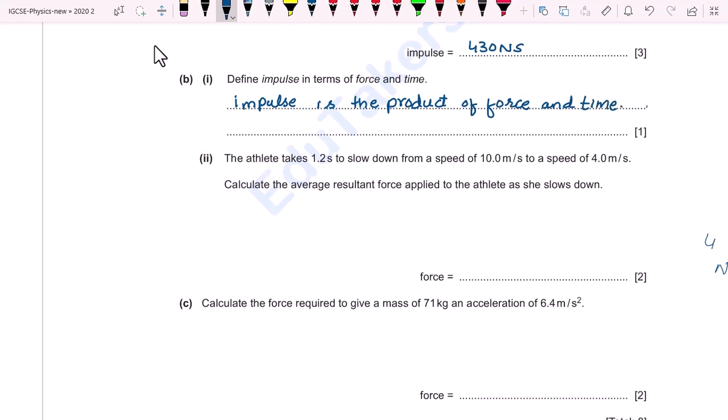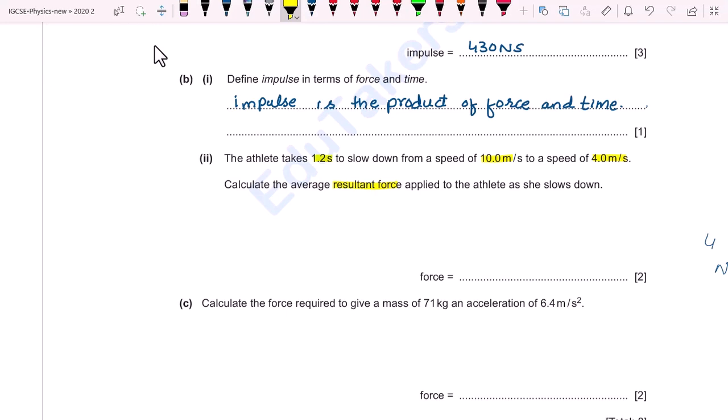Second part. The athlete takes 1.2 seconds. Time is given as 1.2 seconds to slow down from a speed of 10 meters per second to a speed of 4.0 meters per second. Calculate the average resultant force. We have to calculate the resultant force applied to the athlete as she slows down. So we are given time and velocity here, and in part A we were also given mass.